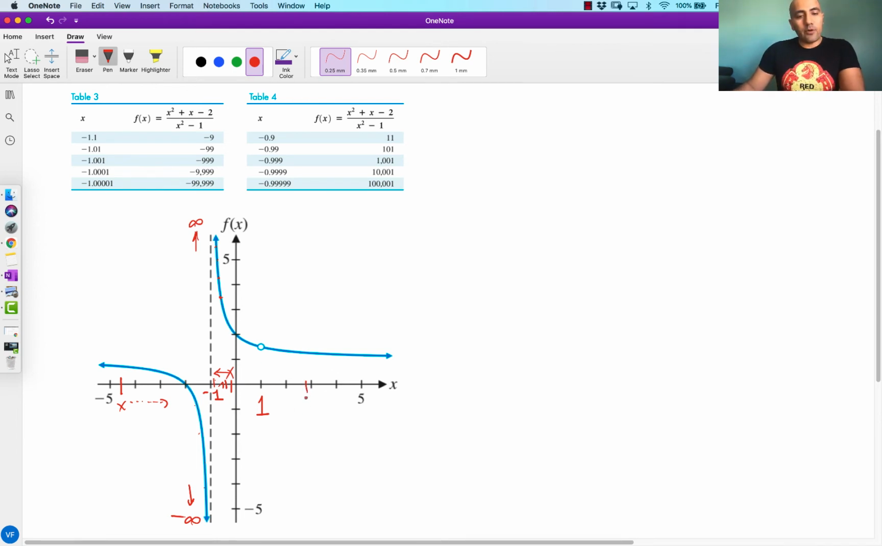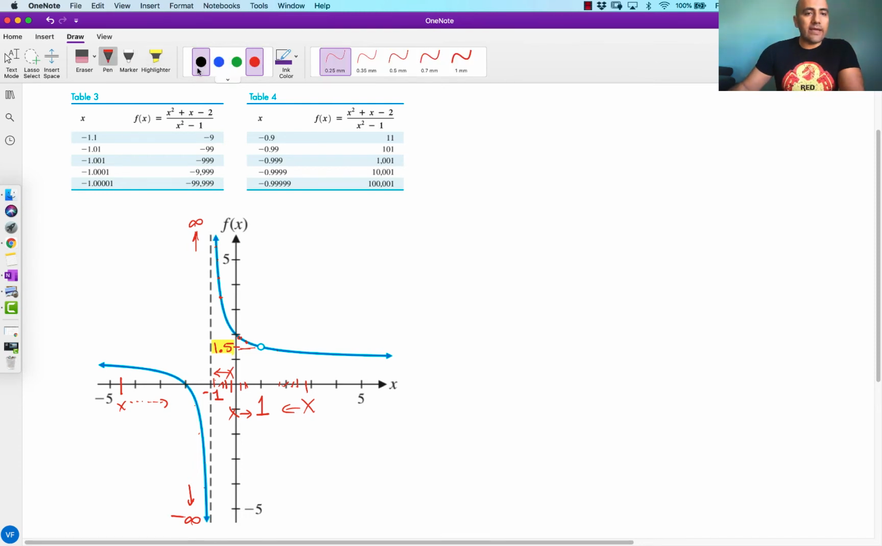Good. Okay, and then around +1, something different happens. As x approaches 1 from either direction, as the input values get closer and closer to 1, we see that the output values just begin to get closer and closer to this value right there, which is the value 1.5. So the limit as x approaches 1 of f of x is going to be equal to 1.5.